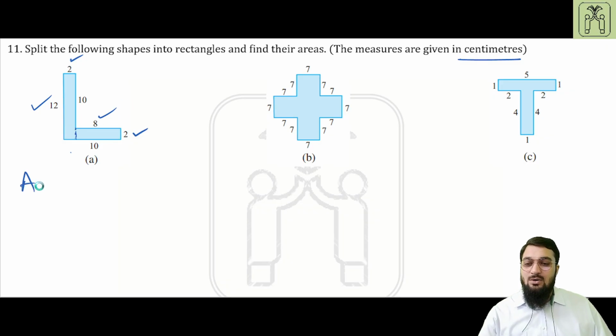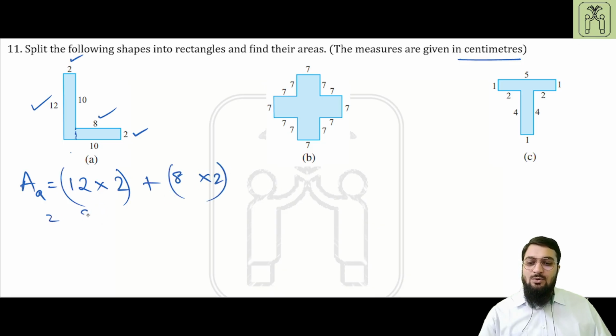Therefore, area of part A will be 12 into 2 plus 8 into 2, and that will give 12 into 2 is 24 plus 8 into 2 is 16, and the answer will be 24 plus 16 is equal to 40 centimeter square.